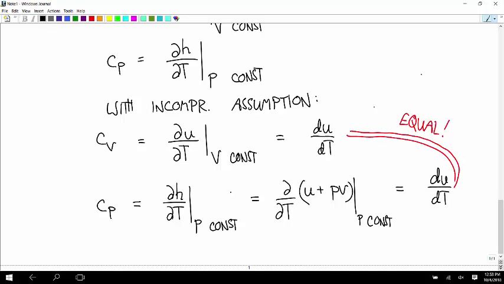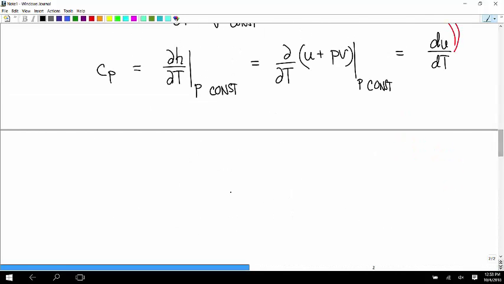And so we're just going to call them both C. So Cv is equal to Cp is equal to just C. There's no distinction between those if you're treating a material as incompressible. And you can look this up in a table.